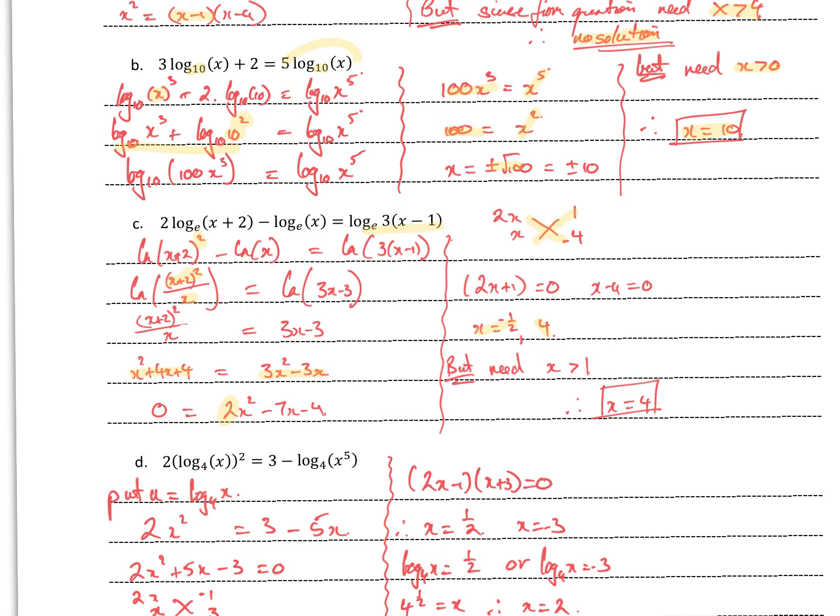But once again, check the domain. For all of those to exist, I need x to be greater than 1. And so x equal to 4 is the only solution there that satisfies that.